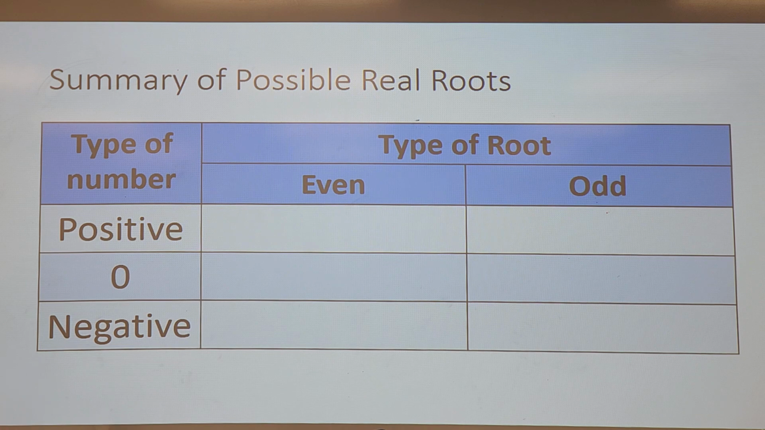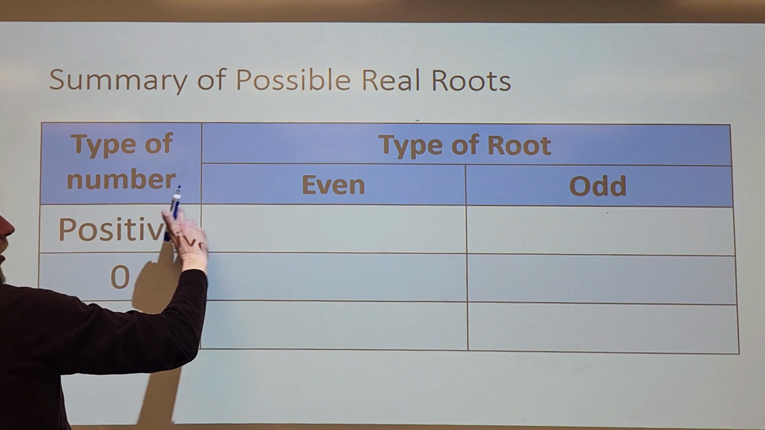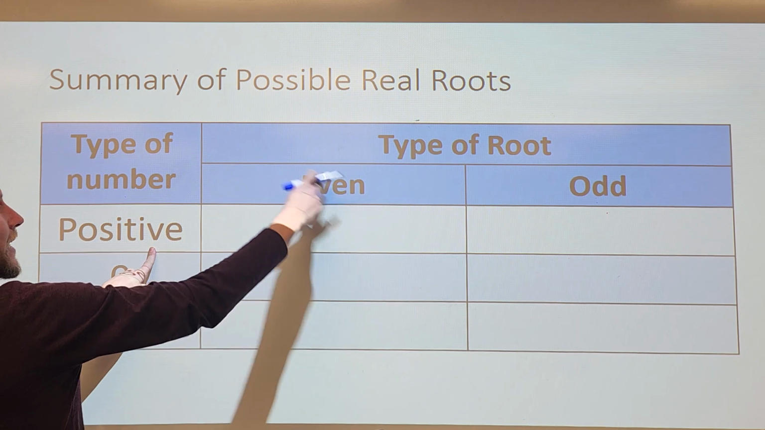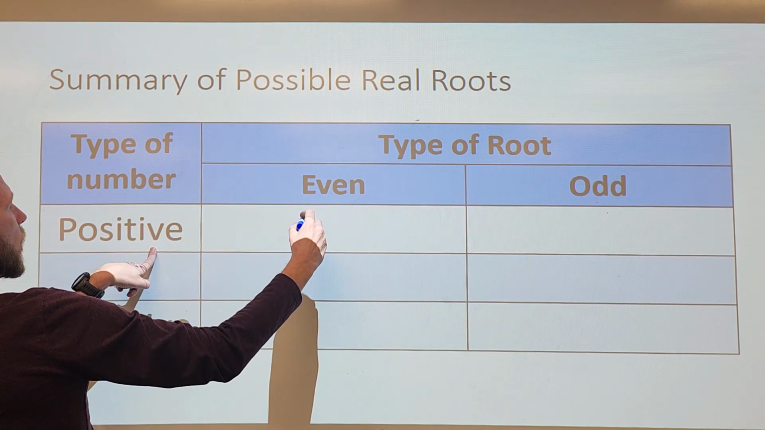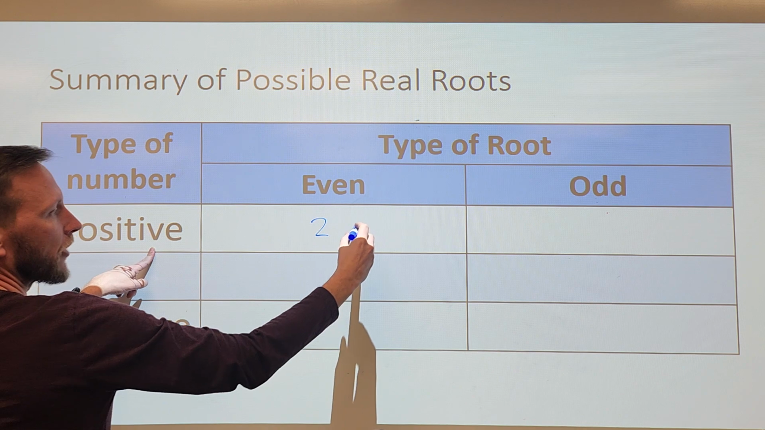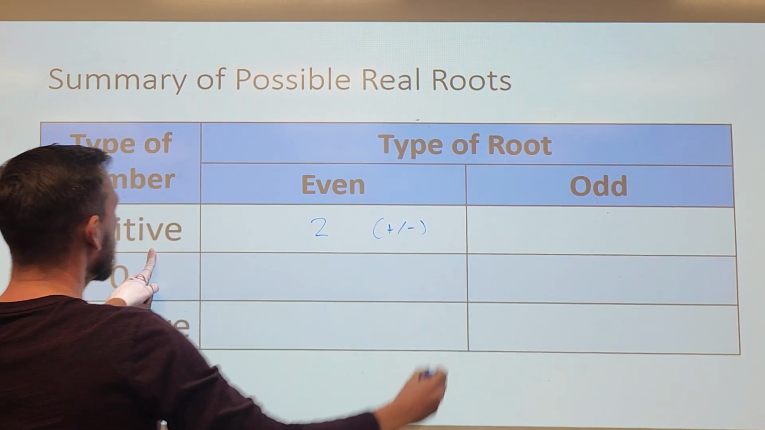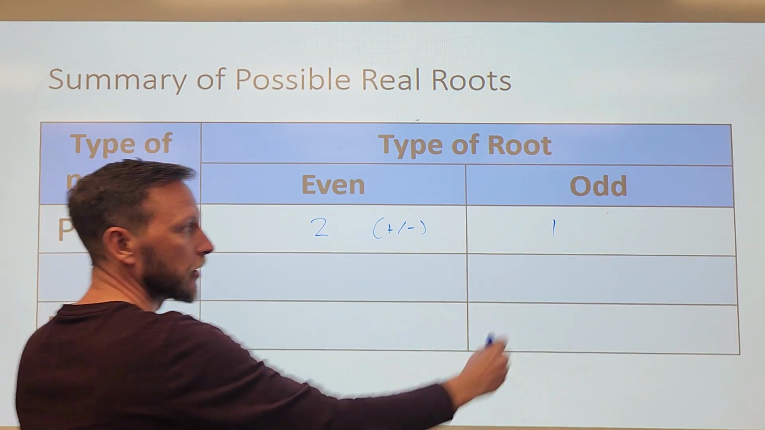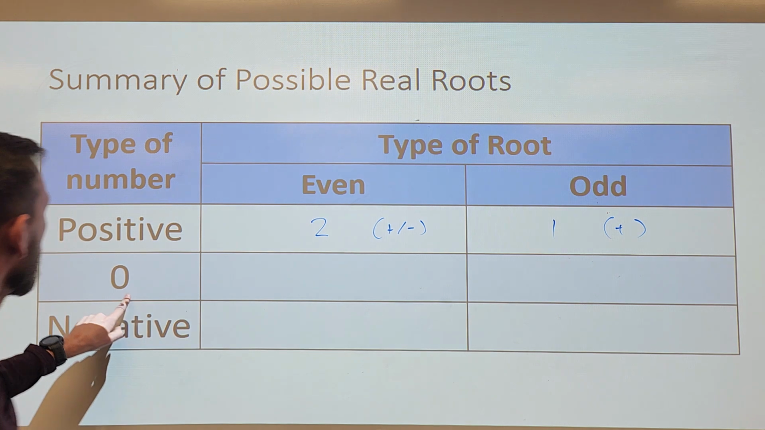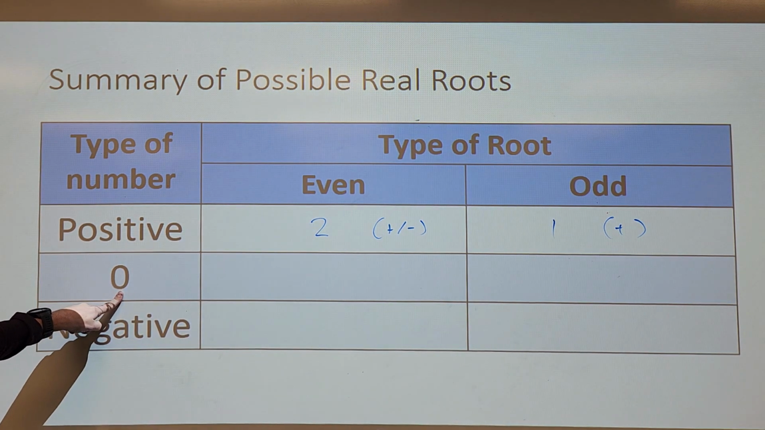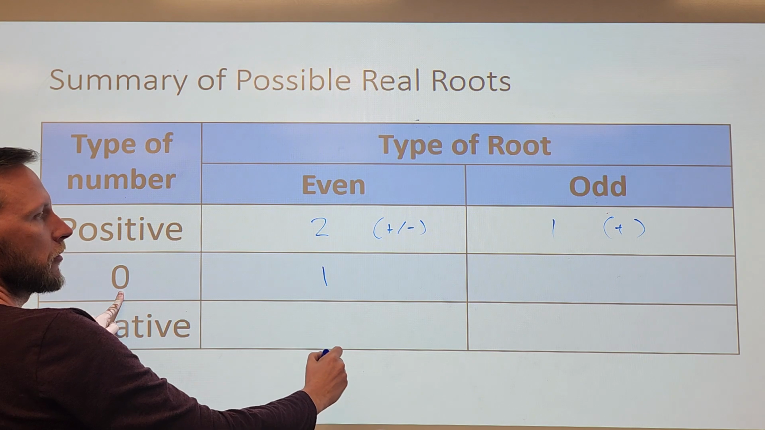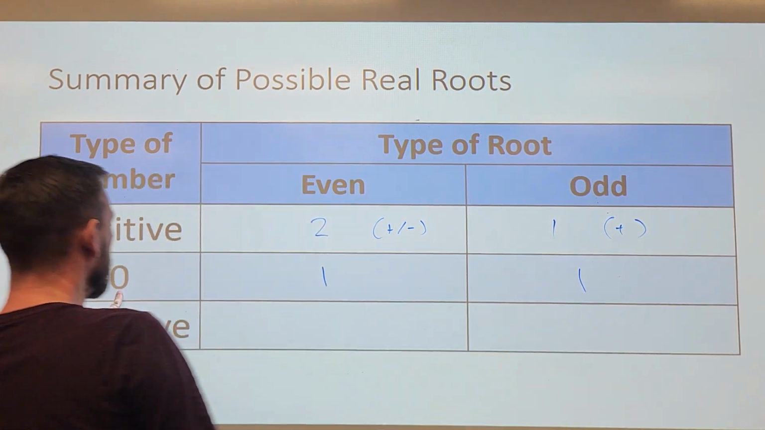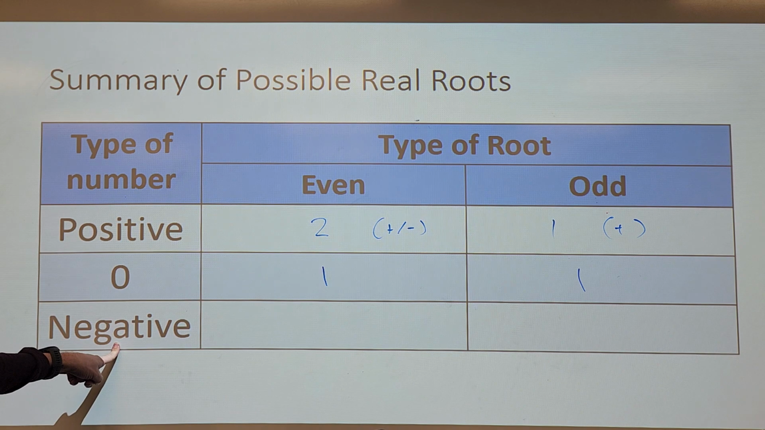So here are a couple things to be aware of. When we're taking the roots of a positive number, if we take an even root of a positive number, we are going to have two answers, a positive and a negative. When we take an odd root of a positive number, we're only going to get one answer. It's just going to be positive. When we're taking an even root of 0, there's going to be one answer. When we take an odd root of 0, there is going to be one answer, and it's just going to be 0, right?